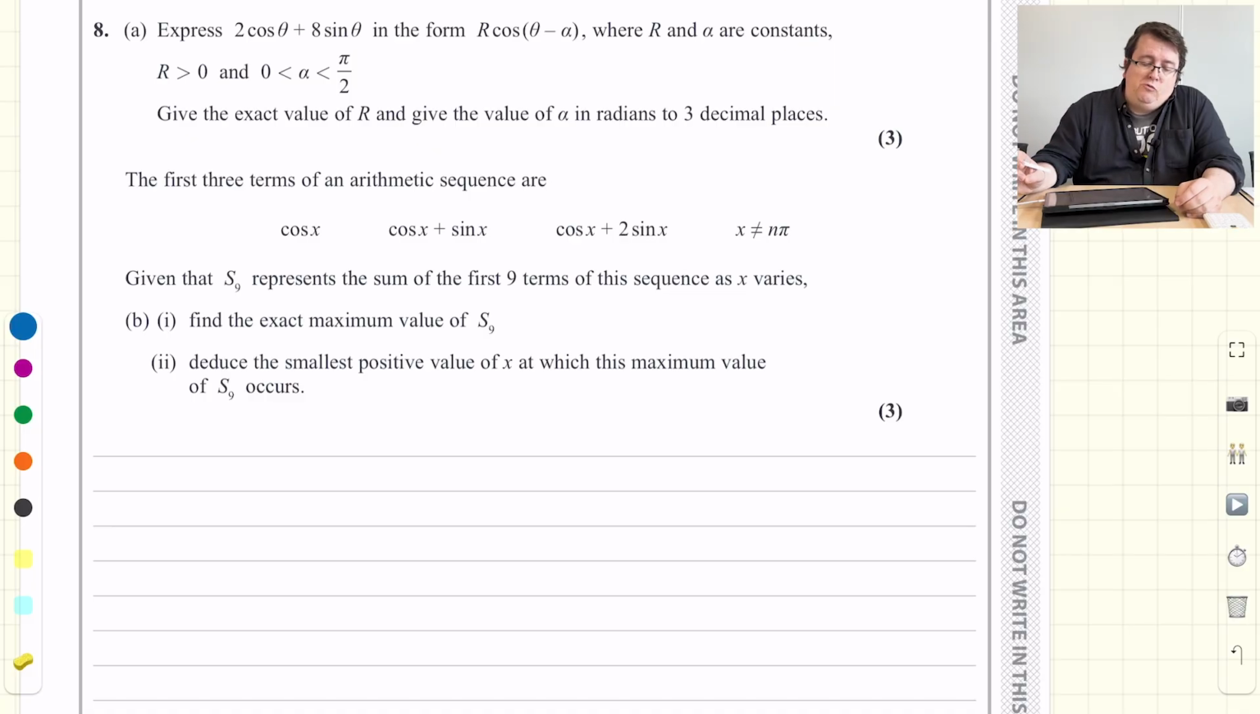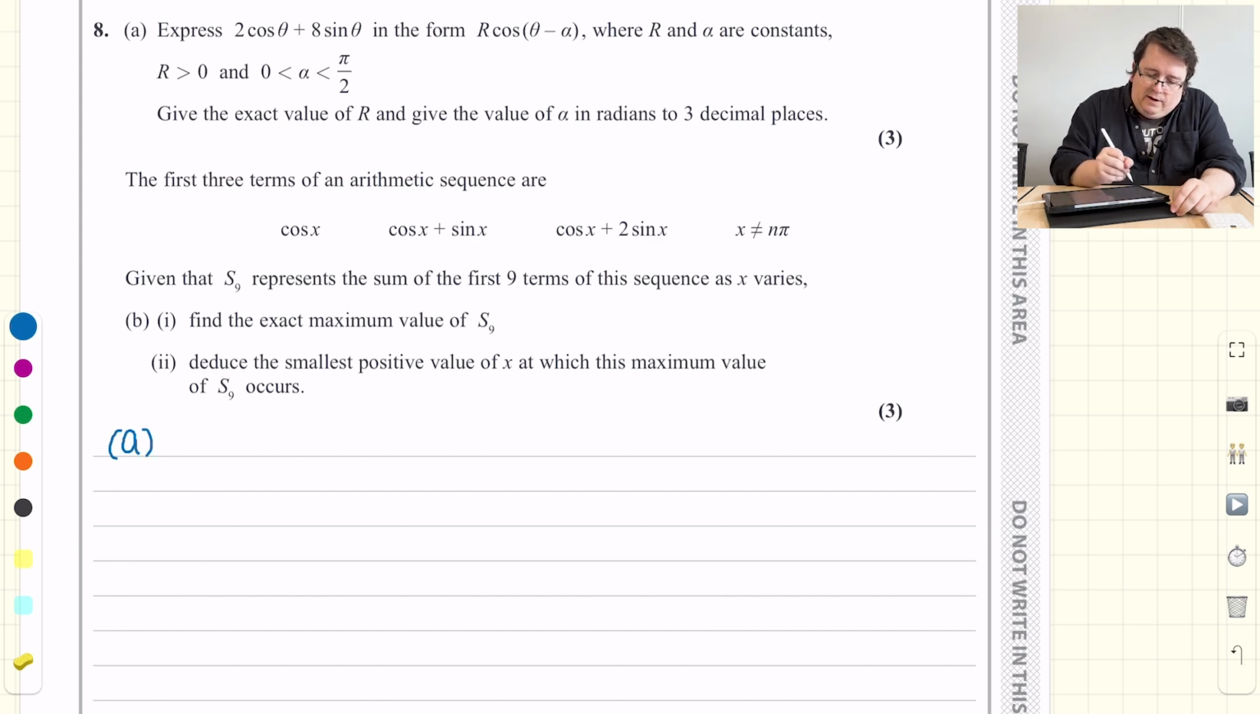So this is question number 8. Part A, express 2 cosine theta plus 8 sine theta in the form r cosine theta take away alpha, where r and alpha are constants, r is greater than 0, and alpha is between 0 and pi over 2, so alpha is an acute angle. Give the exact value of r and give the value of alpha in radians to 3 decimal places.